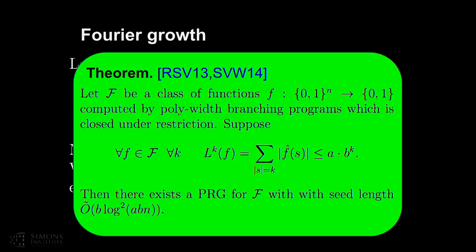So let's assume we have some class of functions, and we have to assume these are computed by polynomial width branching programs, and that this class is closed under restriction. So if I set one of the bits of the function, it's still going to be in the class. And suppose I have some nice Fourier growth bound for all of the functions in this class. Then there is going to be a pseudorandom generator with this seed length. So the seed length depends linearly on B, which is the base of the growth of the Fourier mass. And then you get a log squared n term.